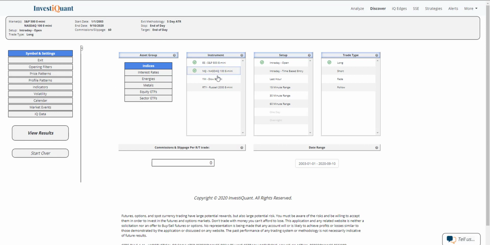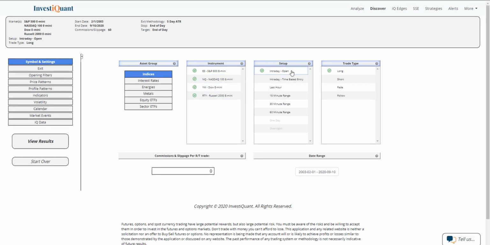We'll look at all four instruments this morning. The setup is going to be getting long at the open, which is 9:30 a.m. Eastern time. The exit will be 4:15 p.m. Eastern time, which is the end of regular trading hours. So looking at the full session here for what has happened historically.